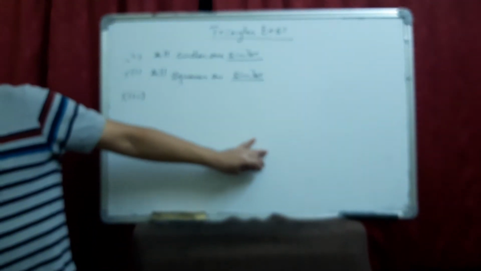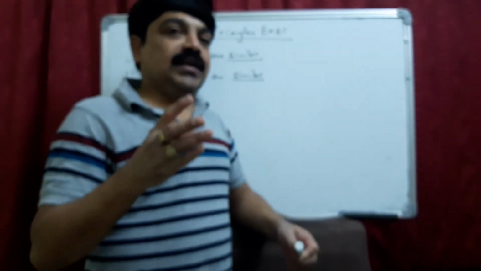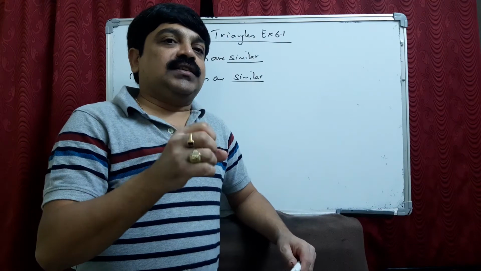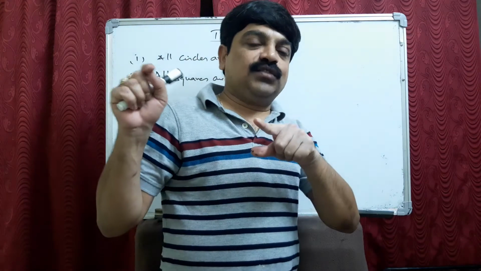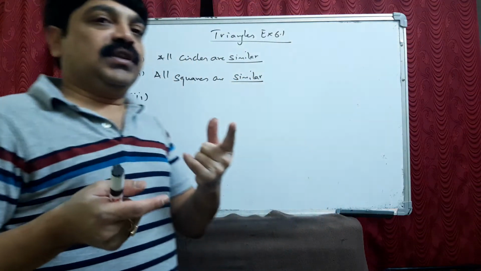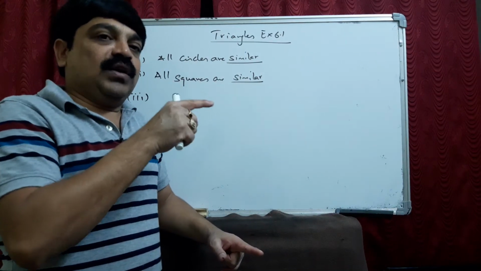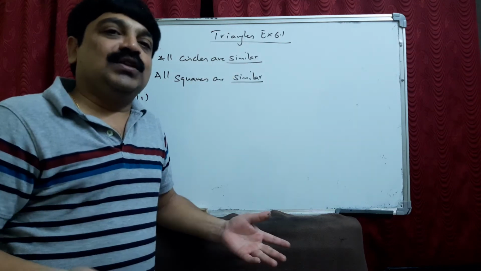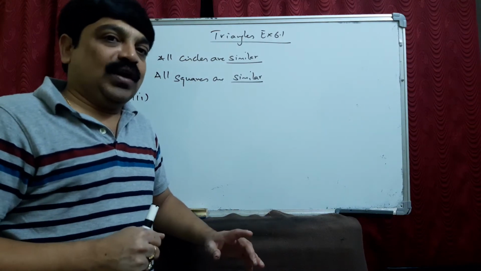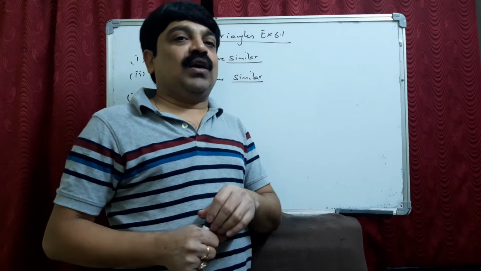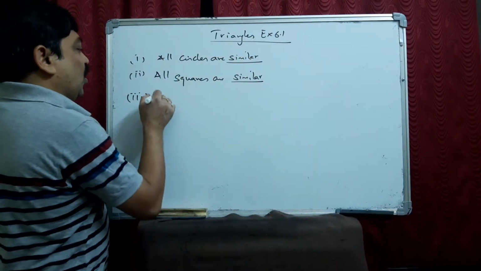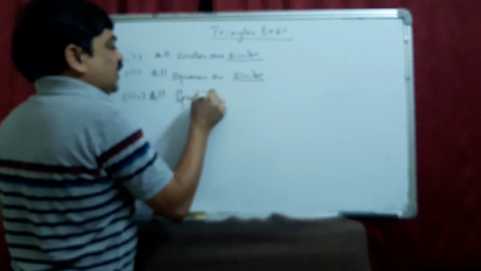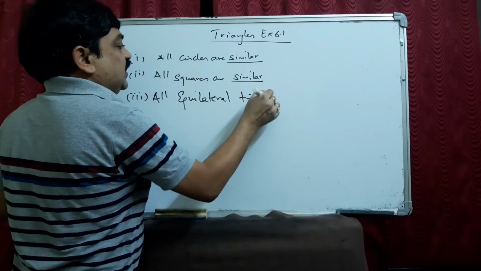Third one, all equilateral triangles are similar. I told you, when you take the example of triangles, all equilateral triangles are similar by default. Why? Because in an equilateral triangle the corresponding angles will be 60, 60, 60, no doubt in that. So both will be in the same shape. And when you take the ratio of the corresponding sides, they are also in equal proportion. So by default, you can say that all equilateral triangles are similar. Only equilateral triangles are similar.